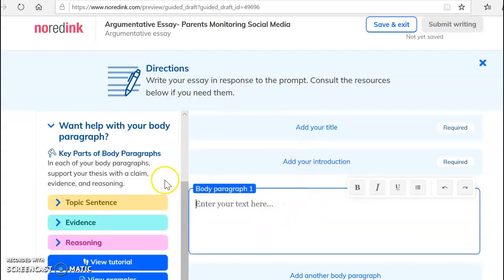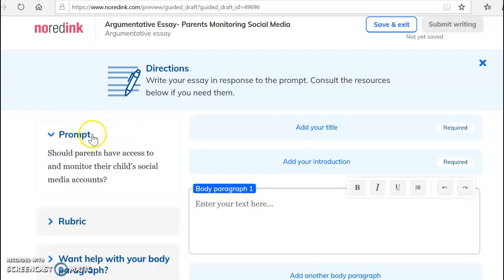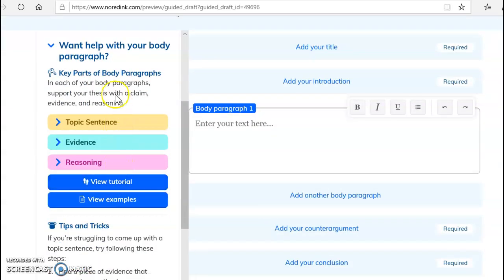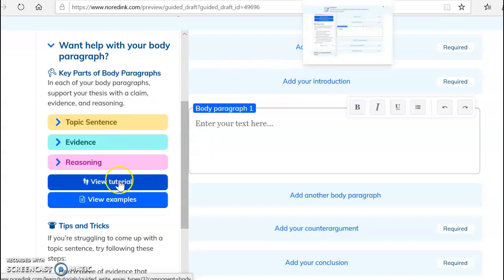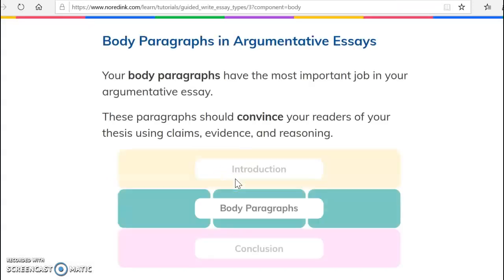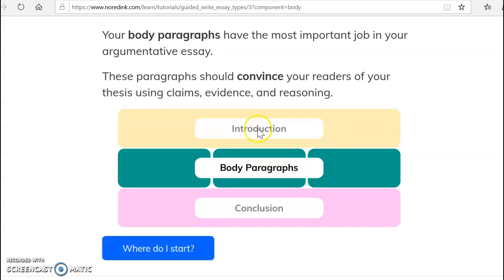Okay. When you do that, you will notice, before you ask me questions, and look, I have absolutely no problem helping you out, but you have to look at this first. You have to say, want help with your body paragraph? And you have to read all this, okay? And it's going to tell you what you're going to do. There's a tutorial here, okay? When you click on this, you go view tutorial, and then it goes through it for you, okay? Now you've written your introduction.